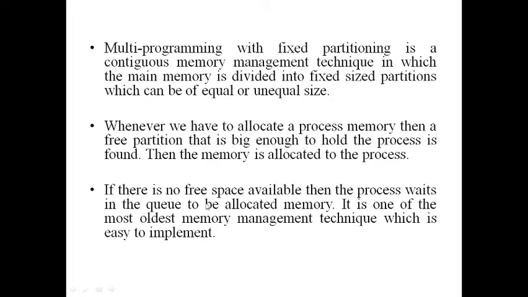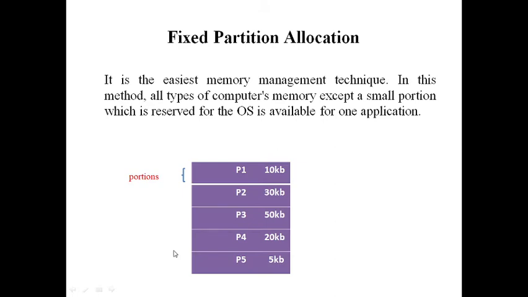If there is no free space available, then the process waits in the queue to be allocated memory. It is one of the oldest memory management techniques, which is easy to implement. If I don't find any space in this, my program will be in the ready queue only until it finds the space.